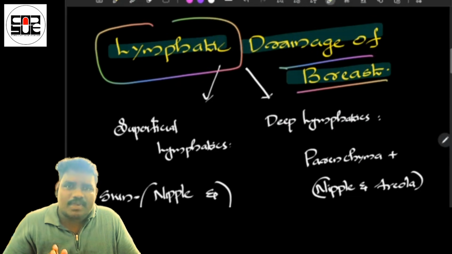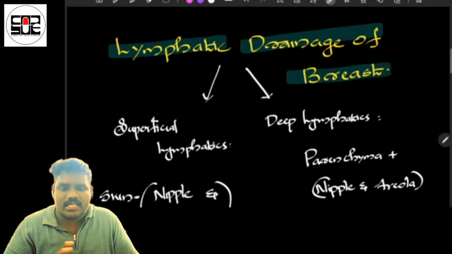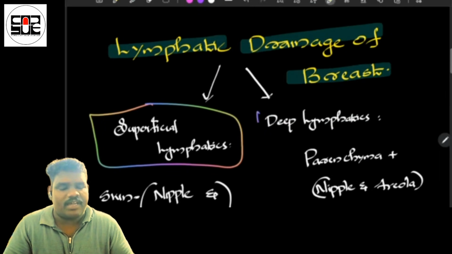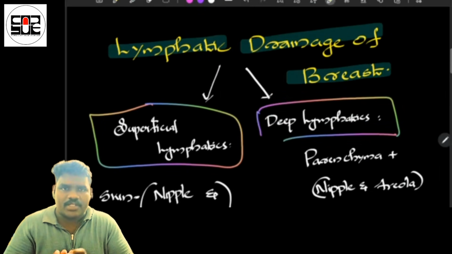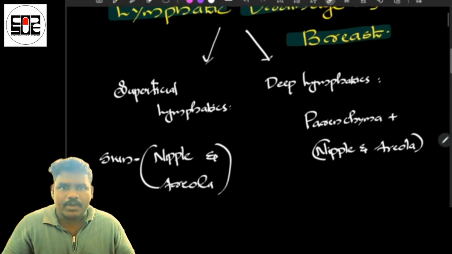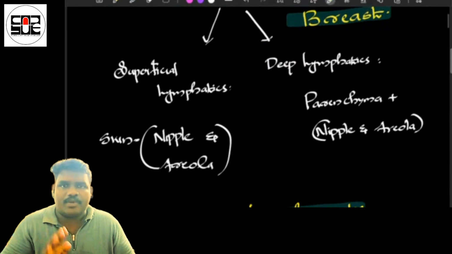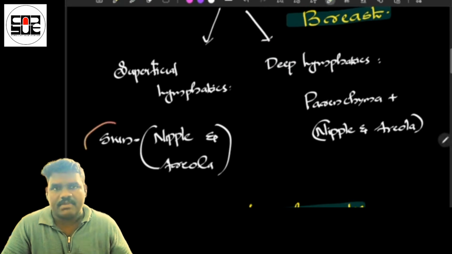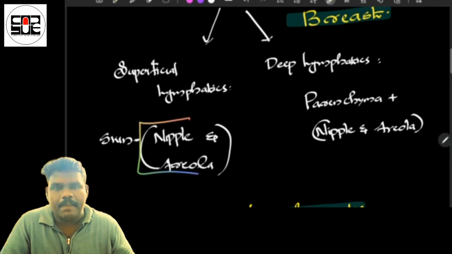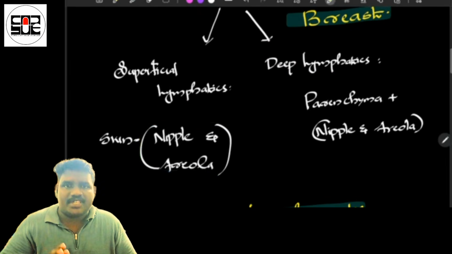The lymphatic drainage of the breast is divided into two groups: superficial lymphatics and deep lymphatics. What do you mean by superficial lymphatics? The superficial lymphatics are the lymphatics of the skin, not including the nipple and areola. So superficial lymphatics means the lymphatics of the skin except the nipple and the areola.